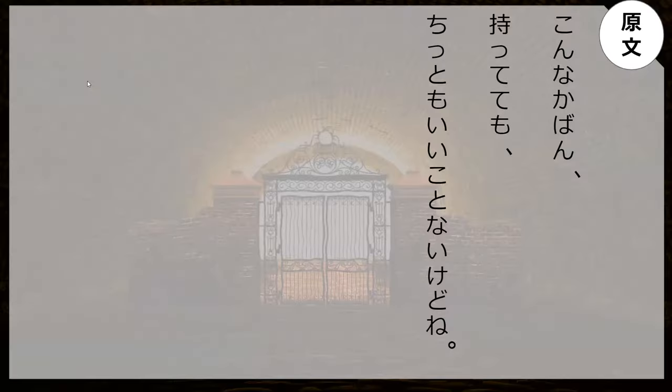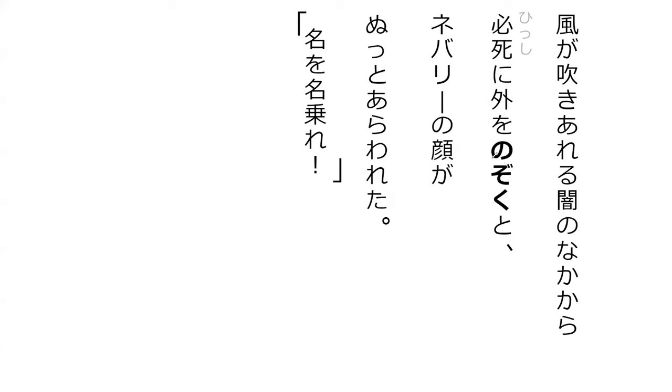I forgot to make this pink. But do you remember what nozoku means? It's a hard one for you. That's why I grabbed it. Nozoku. What is it? Soto o nozoku to Nebi no kao ga nutto arawareta. So I am nozokuing into the soto, and when I do so, Nebi's kao, it arawaretas.